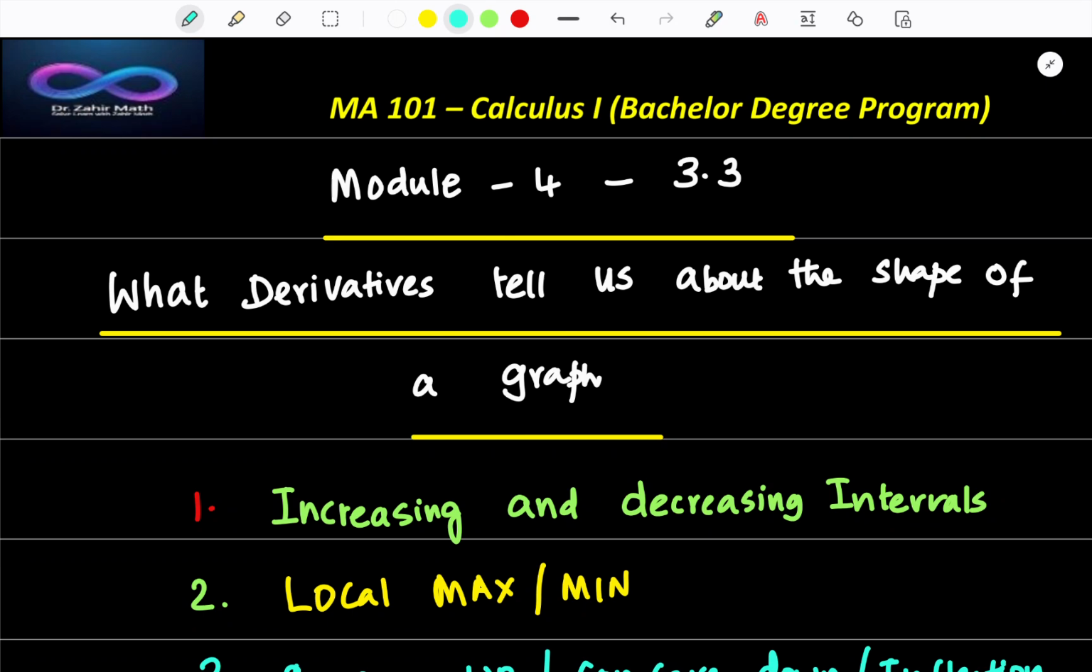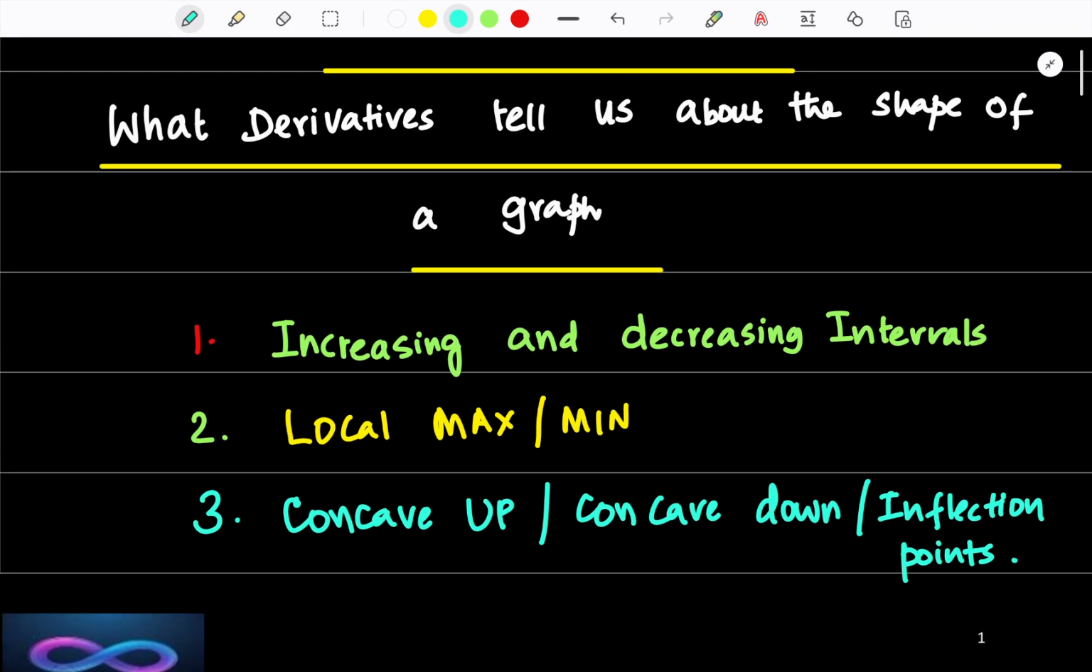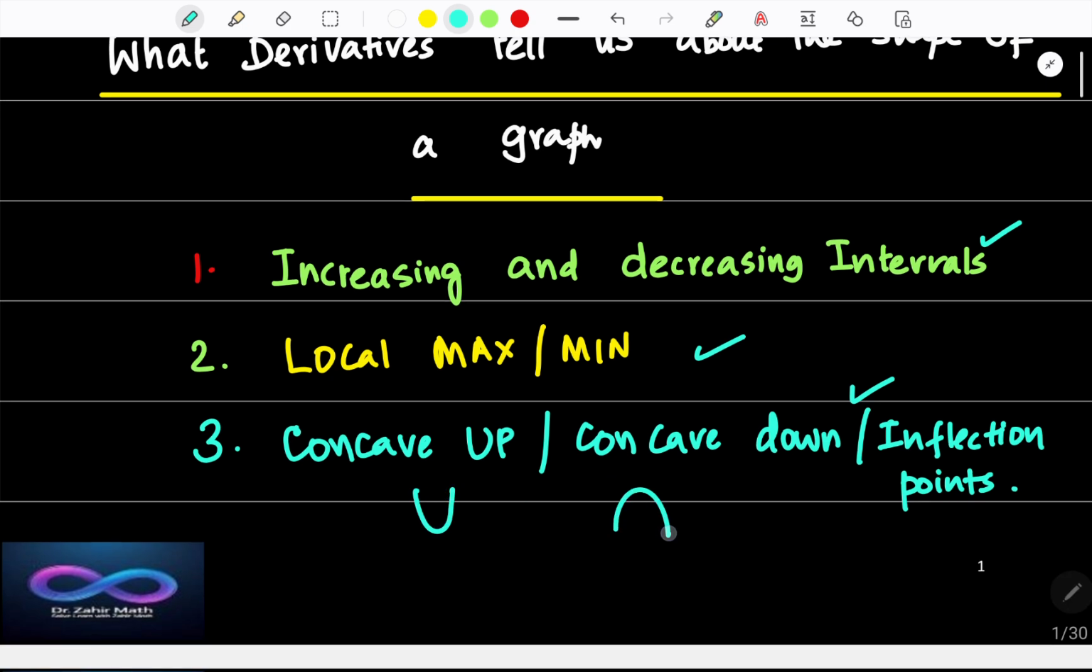In this video, I'm going to solve three important examples. First, how to find increasing and decreasing intervals. The second one, how to find the local maximum and minimum values of a given function. And the third idea is how to find whether the given function is concave up or concave down, and then the inflection points. So three important examples we are going to do.